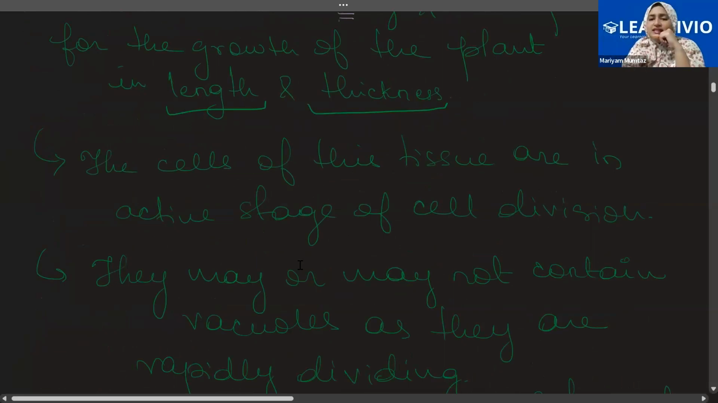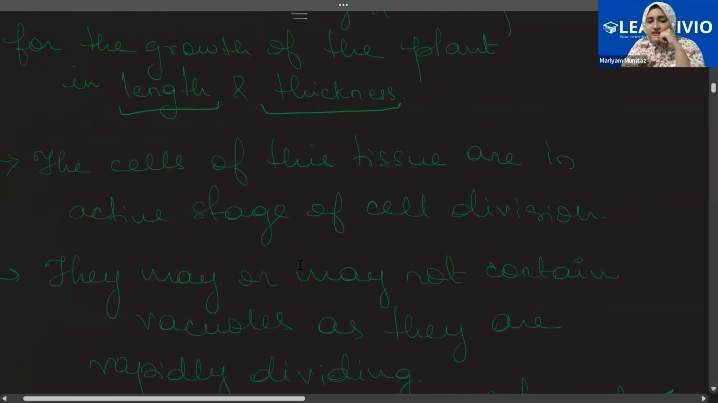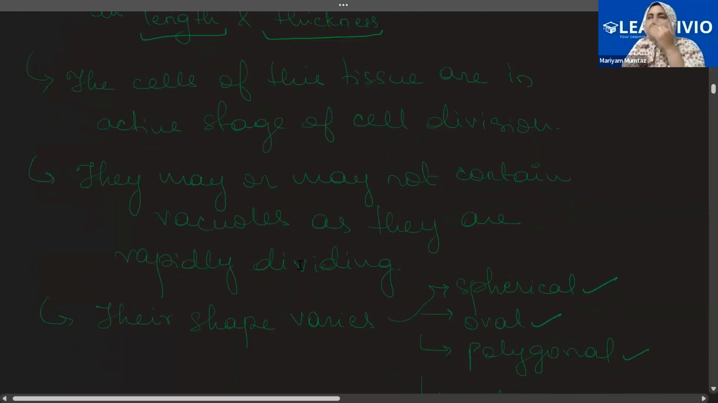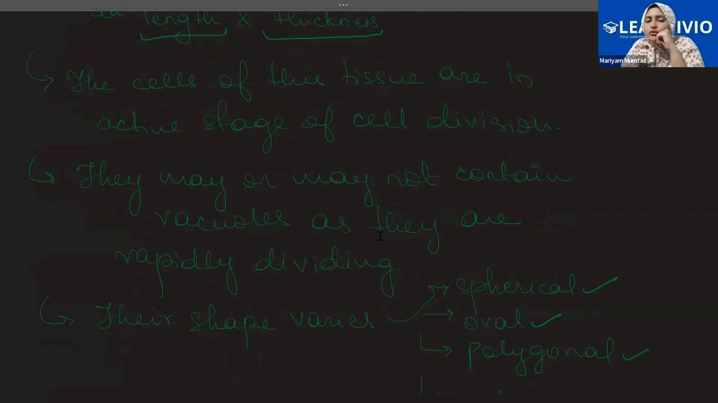Apart from that, the cells present in the tissue are in an active stage of cell division. Active stage of cell division means that the cell is dividing and then keeps on dividing and dividing, so there is no limit to it. Always remember that those cells that are actively dividing don't have vacuoles present in them. Why? Because they don't have anything to store, right? They don't have any storage need. They have to keep on dividing and dividing. That is why they don't have vacuoles.